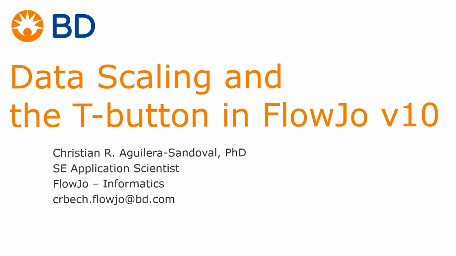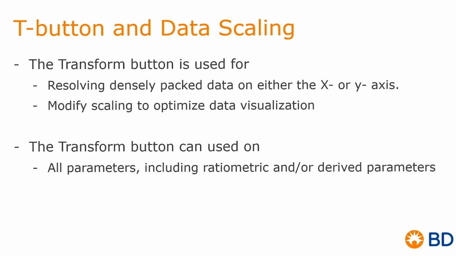In today's module of FlowJo University, we're going to be talking about data scaling and the T button in FlowJo version 10. The T button, or the transform button, is used mainly for two reasons. One, resolving densely packed data on either the X or the Y axis, and two, to modify scaling to optimize your data visualization. Importantly, the transform button can be used on all parameters, including your ratiometric and/or derived parameters.